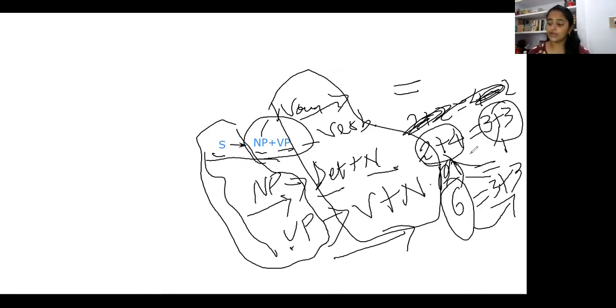Okay, so this can also be made clear with the help of a tree diagram, which I'll show you right now. Okay, I'll show you how we can do this. Now I'm going to show you how this works out.